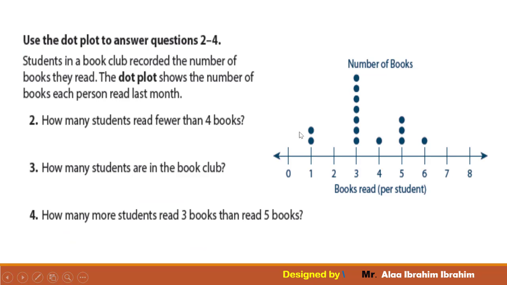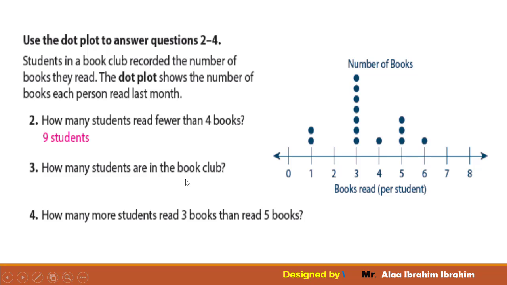So from here it is 30, I make my bar 30, and the other one 25, and so on. But we have another type, the dot plot. I give you the dot plot as a number line like this, and the dots mean the number of books students read. I need how many students read fewer than 4. Fewer means less, so this and this. I count the students: 1, 2, 3, 4, 5, 6, 7 and 2. Now we have 9 students.